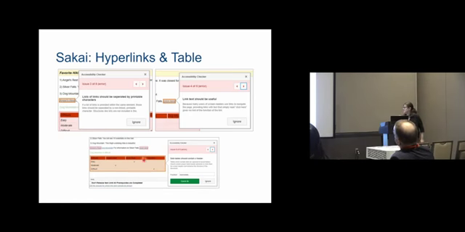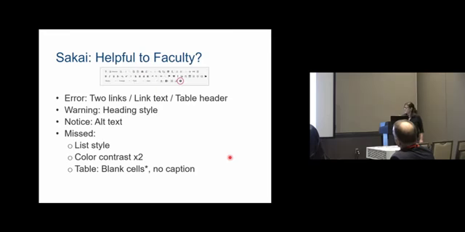And then data tables should have a header. And so that's actually extremely helpful too. In Sakai, it's really easy. You just right click and it lets you put in the header, check the header row right there. So I found that to be pretty useful.